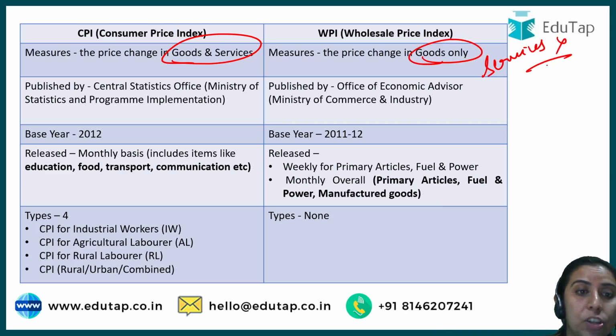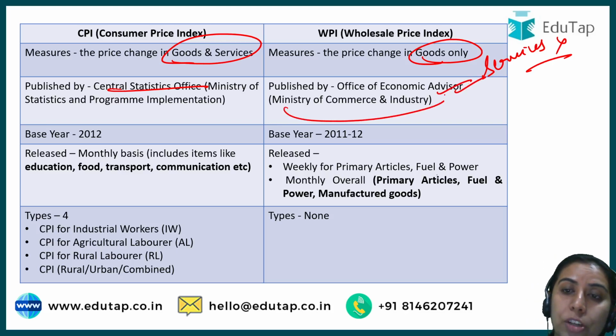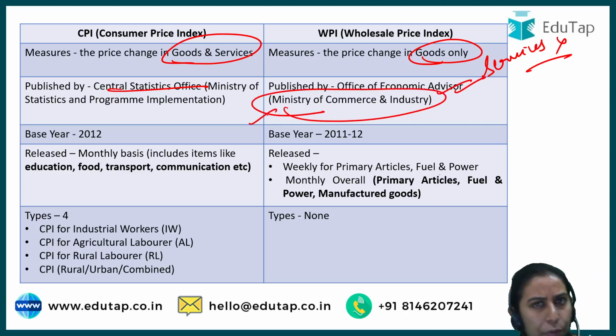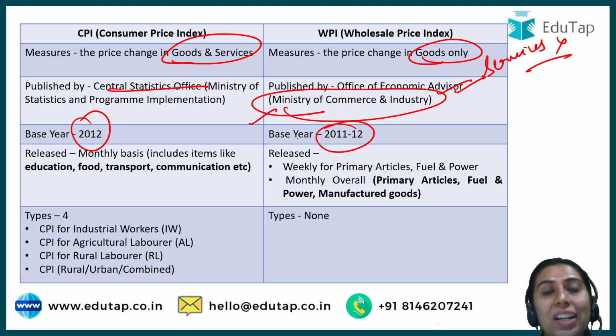Then CPI is published by CSO, which is under the Ministry of Statistics and Programme Implementation, that is MOSPI, while WPI is published by the Office of Economic Adviser, which is under the Ministry of Commerce and Industry. Again, a basic difference. Many times this question has been asked, who releases WPI or who releases CPI, and you usually get confused. Right now, the base year for CPI is 2012, while the base year for WPI is 2011-12. This is the base year that we use for these two.